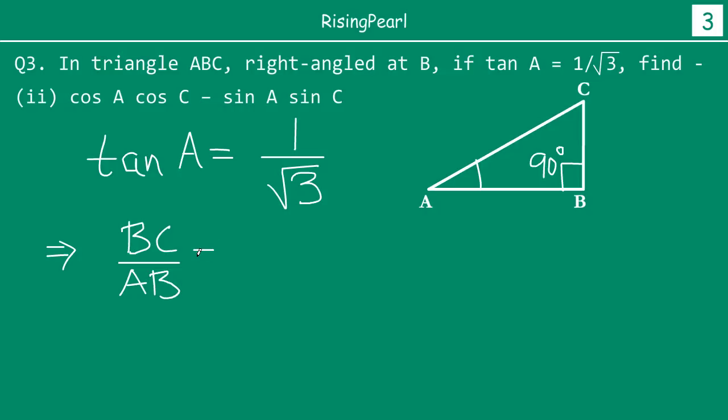So if this ratio is 1 by square root 3, then from here we can imply that BC can be any value, let us call it x. The length BC can be x, then AB can be square root 3 times x. Why? Because the ratio of BC by AB is 1 by square root 3, so I can have x by square root 3x. And why will we not use BC equal to 1 and AB equal to square root 3?